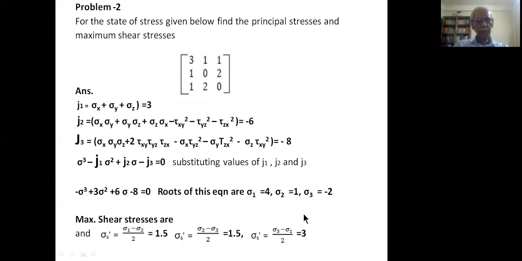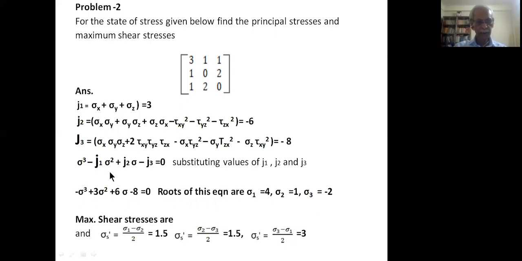The next problem is the state of stress given below. For the state of stress given below, find the principal stresses and the maximum shear stresses. Now the state of stress is given very simple. This is in whatever unit, megapascal or whatever. Now the characteristic equation for finding out the principal stresses is here.